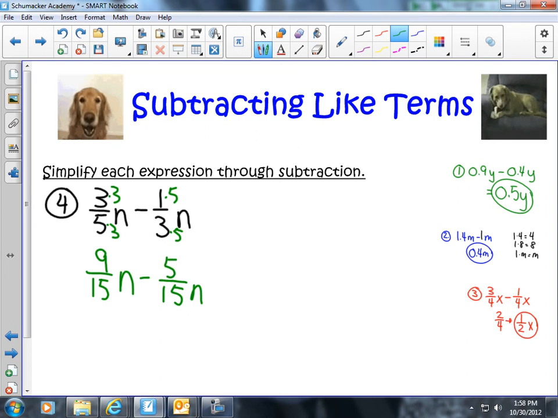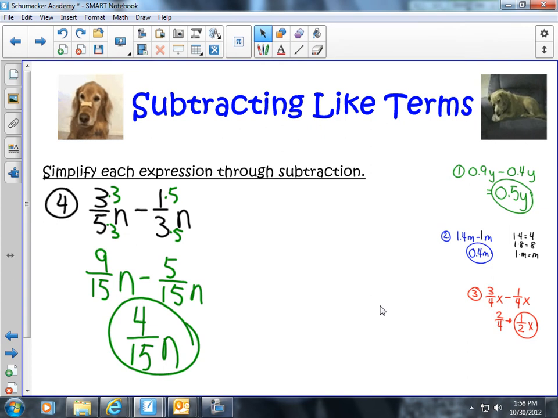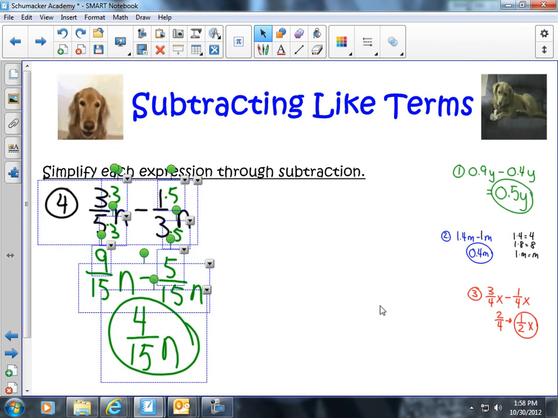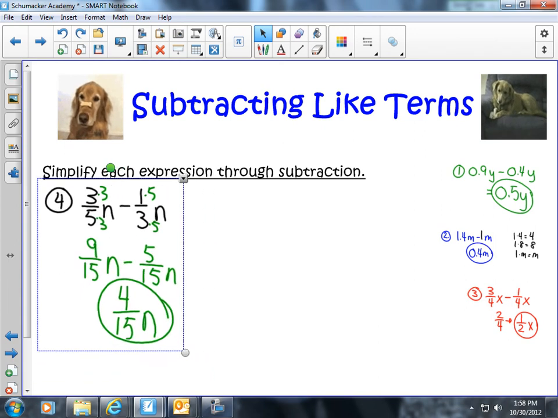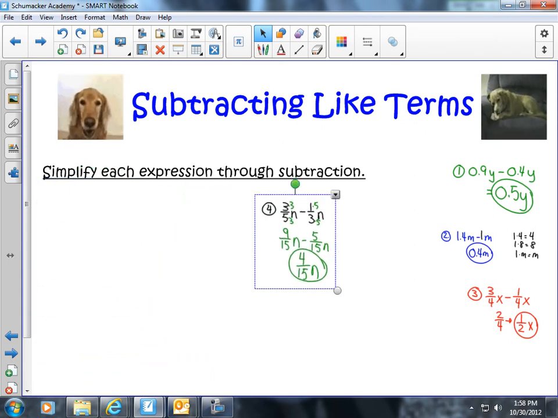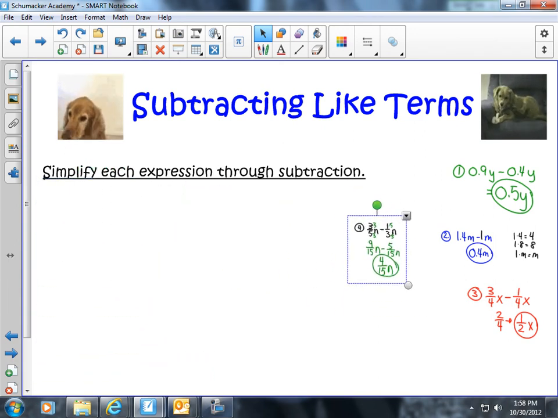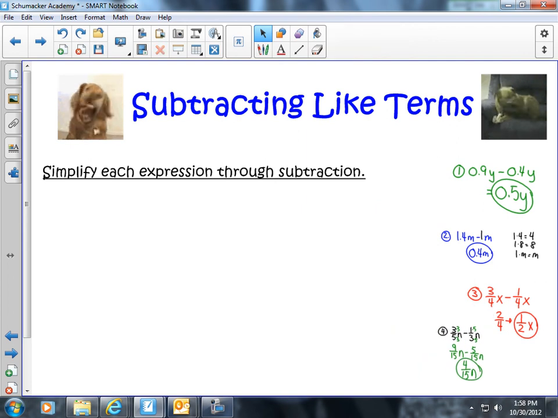Okay, now I can go ahead and begin my subtraction. 9/15 minus 5/15 is going to get me 4/15, and it's going to be n. So now I have 4/15 n. Okay, hopefully this makes sense. This is your basic style of subtracting like terms. Now, we're going to go one step further.